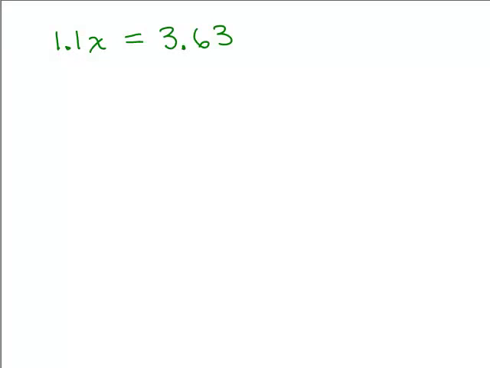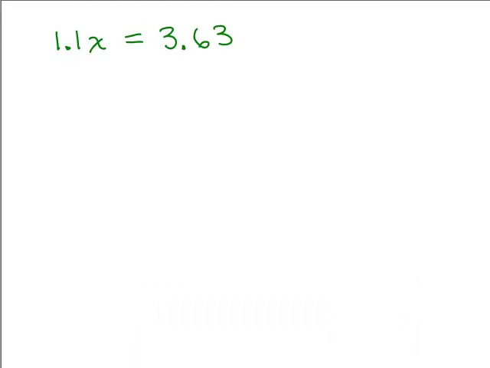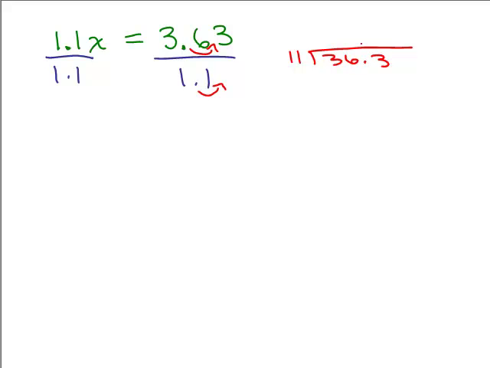Okay, here's our next problem. Why don't you try that on your own first? Okay, so if you want, we can just divide both sides by 1.1. Then we have to deal with this decimal point. You can move it at this point if you want and do your division, or you can go over here and move it, but eventually you'll get 11 into 36.3.